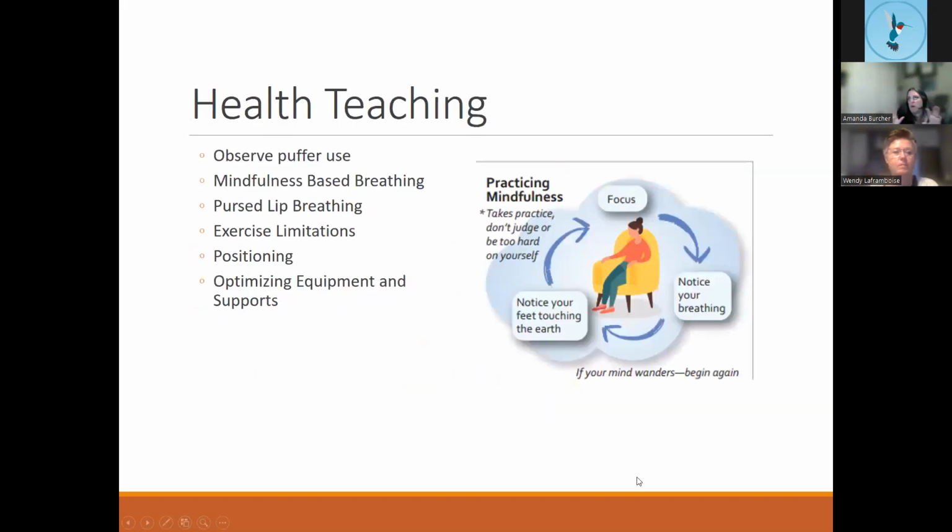Health teaching. Number one, a big place where nurses can make a huge impact for our patients is to observe them taking their puffers. Are they using an AeroChamber? Are they waiting a full minute between pushing the valve on their puffer? Are they able to have enough inspiratory effort to get that puffer delivered where we want it to be?